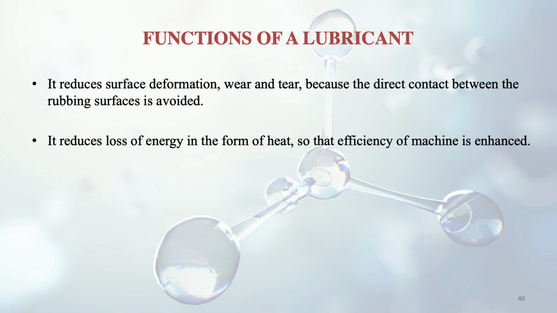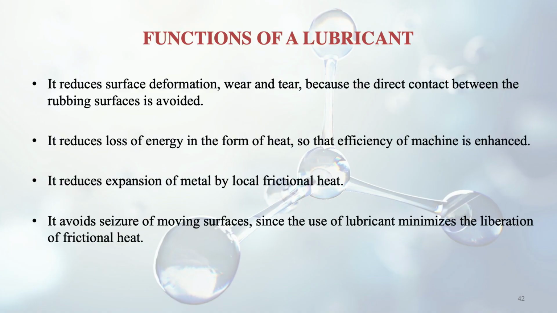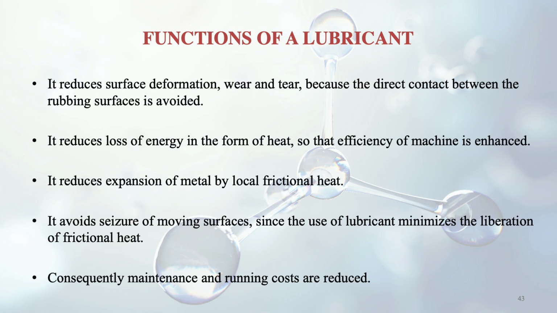And this lubricant then reduces the expansion of metal by local frictional heat. So any kind of deformation that may be happening in the metal because of the heat production due to the rubbing will now be less, because the lubricant will help us to avoid that. And it avoids seizure also. Seizure meaning the two things have got stuck with each other, like seizure happens in case of IC engines also, internal combustion engines. So this is prevented by the use of a lubricant.